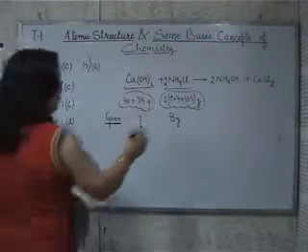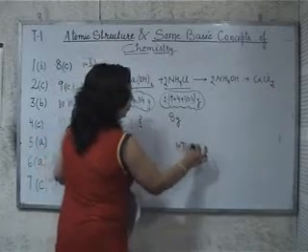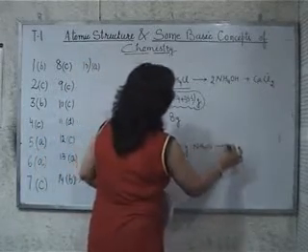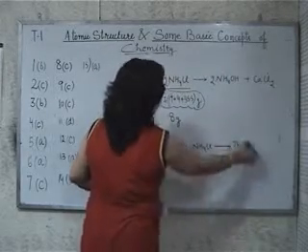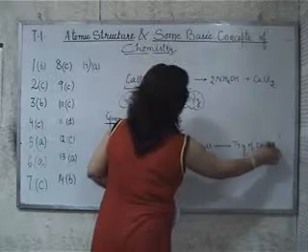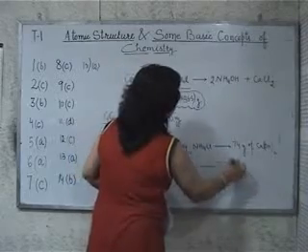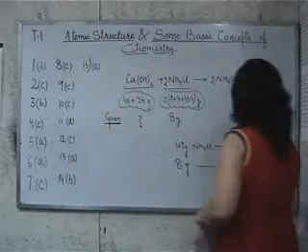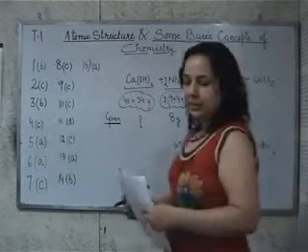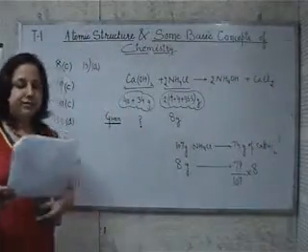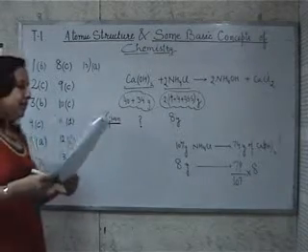Now, 107 grams of ammonium chloride react with 74 grams of calcium hydroxide. So 8 grams will react with 74 by 107 into 8. That will be your matching option, 5.53 grams. That is question number 15.